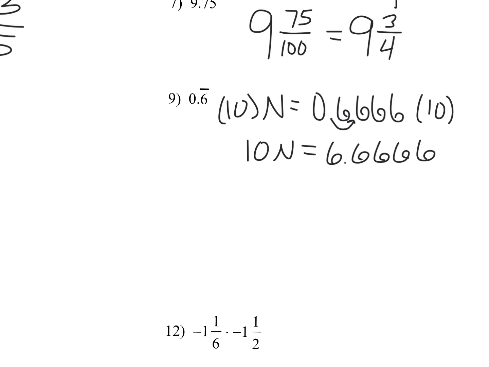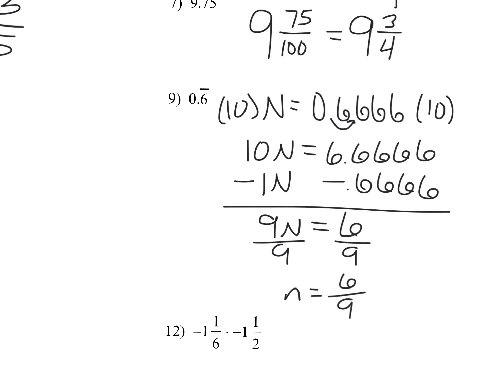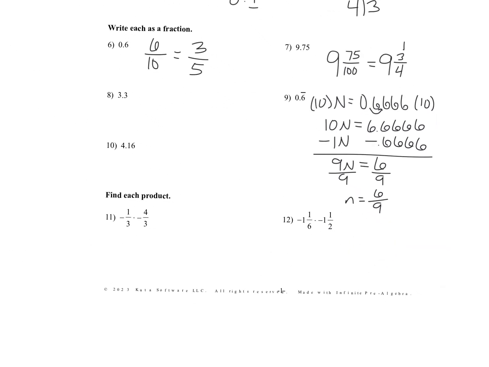Not divide by n, subtract by n. We're going to subtract 1n, and on this side, like we said, we're getting rid of that repeating part. What's 10 minus 1? So we have 9n. What's left on the right side? 6. So now what's our last step? We're going to divide by 9 on both sides, so we get n equals 6 over 9, like you said from before. Any questions over turning decimals into fractions?